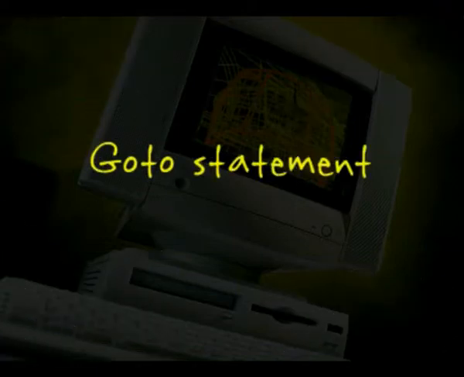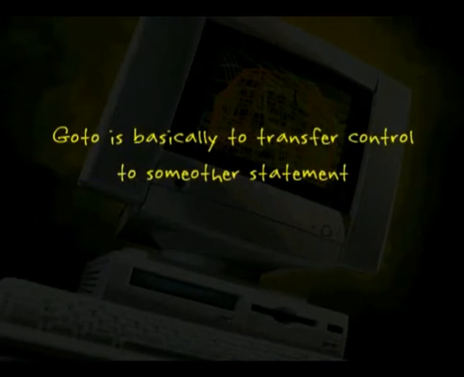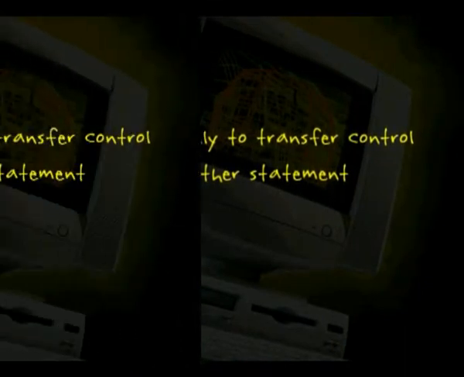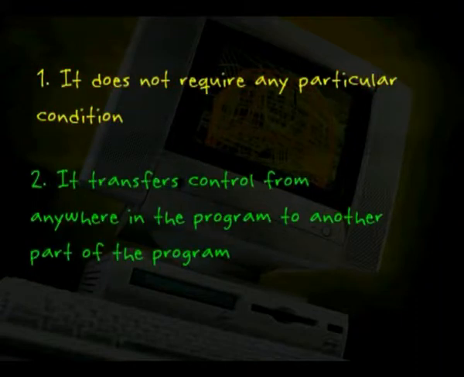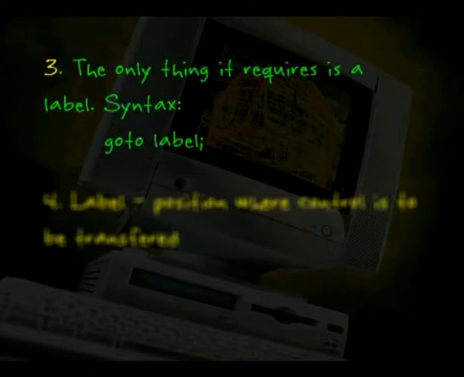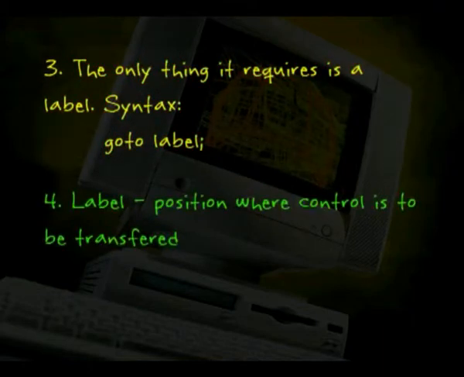Finally, we see the Goto statement. Goto is nothing but, as we have already seen in other programming languages, just a way to transfer control to some other statement. It does not require any particular condition. It transfers control from anywhere to anywhere in the program. The only thing it requires is a label. So, the syntax is Goto label. Label is the position where control should be transferred.